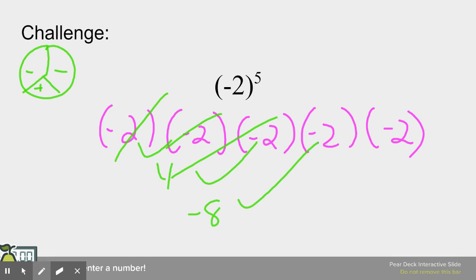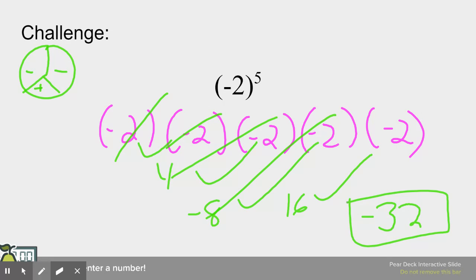Same thing, negative times a negative gives me a positive. Done with those. And a positive times a negative gives me a negative. So my final answer should be -32.